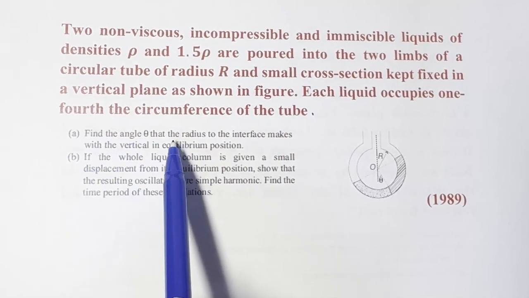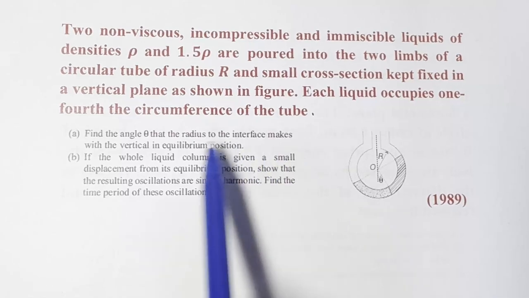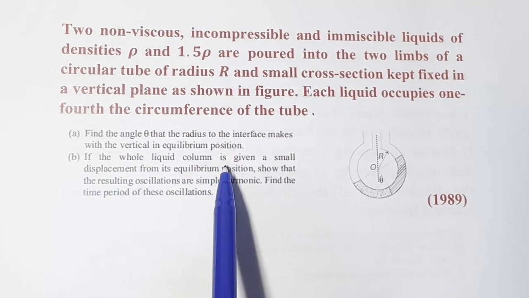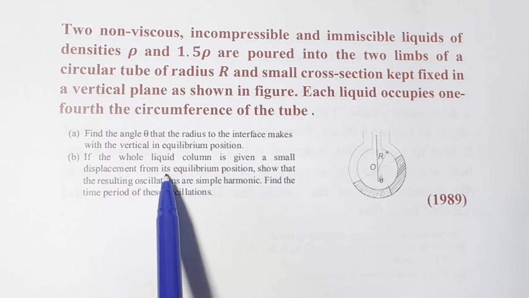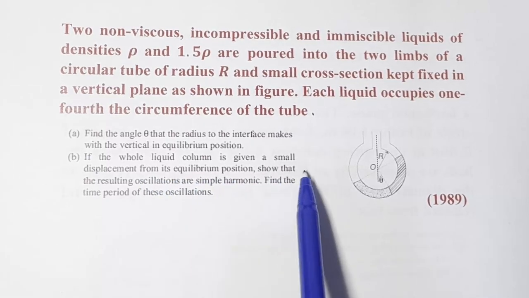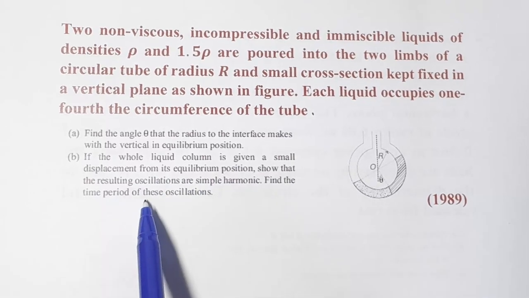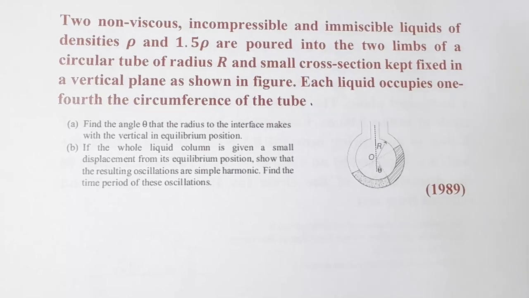Part A: find the angle theta that the radius to the interface makes with the vertical in equilibrium position. And part B: if the whole liquid column is given a small displacement about its equilibrium position, show that the resulting oscillations are simple harmonic. Find the time period of these oscillations.